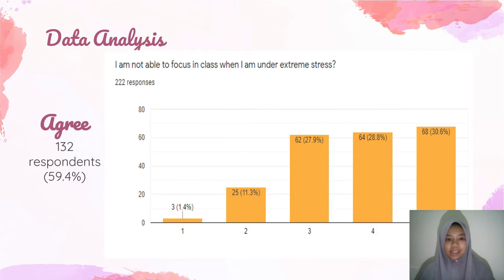To study the second research question, which is to study the effect of stress on university students' mental health and academic performance, we came up with this data analysis. Firstly, we can see from this graph that there are 132 respondents out of 222 agree that they are not able to focus in class when they are under extreme stress.